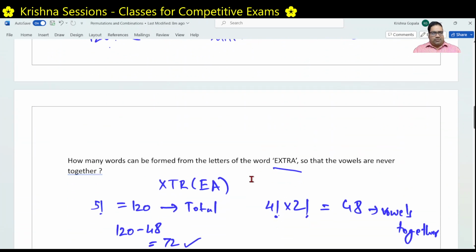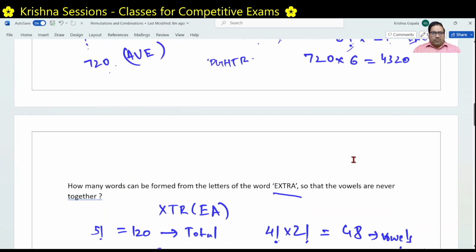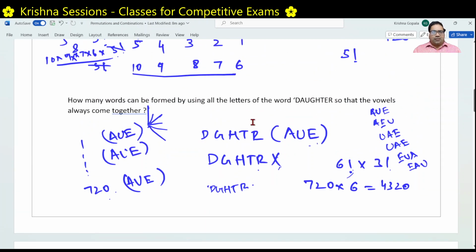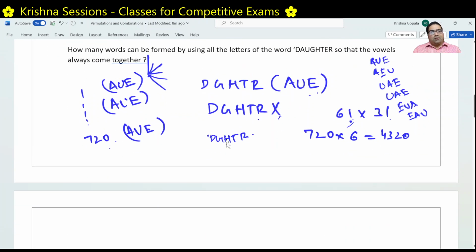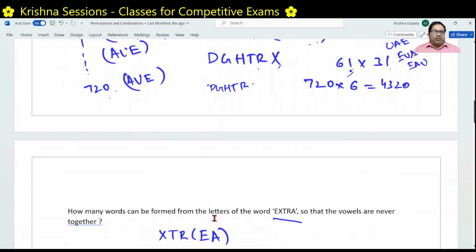Right. Next, how many words can be formed from the letters of the word EXTRA so that vowels are never together? This is even more interesting. In the earlier case, vowels were all together. This time vowels are not together. So E and A can never be together. This is what he is saying. But how do you solve this problem? This is even more interesting.